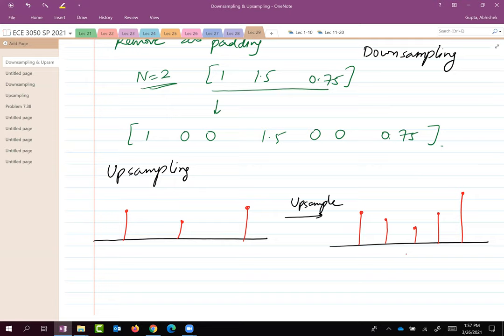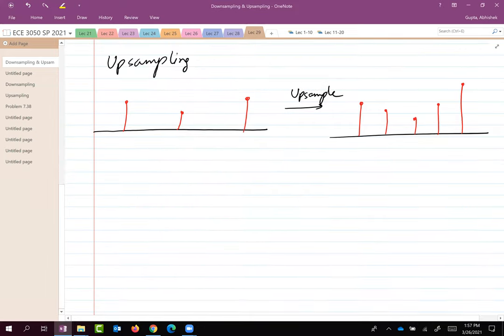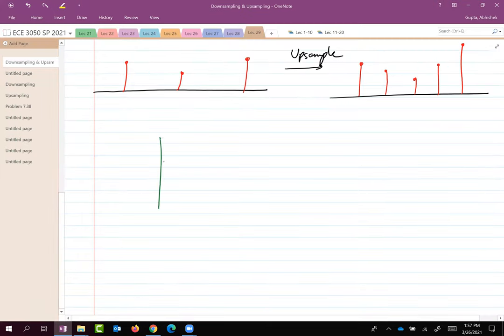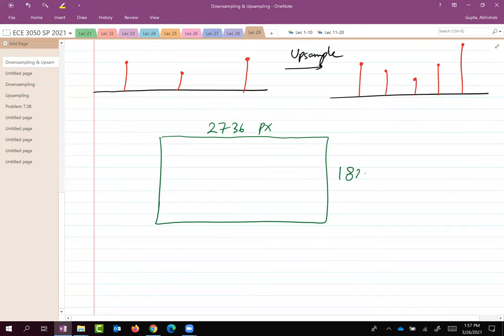Okay, now let's look at why this upsampling and downsampling is important from, say, this lecture's perspective. So in the previous lecture, I recorded my video, and this is the Zoom properties, the property of the videos. So if you look at it, the frame width is 2736 pixels. So this is my video. So this is 2736 pixels. And the height is 1824. So this is 1824 pixels. Okay, so that's a lot of pixels, of the order of, this is roughly 3000 pixels and this is roughly 2000 pixels. So about 6 million, roughly 6 million pixels is what the size of each frame in the video is. That's a lot of pixels.